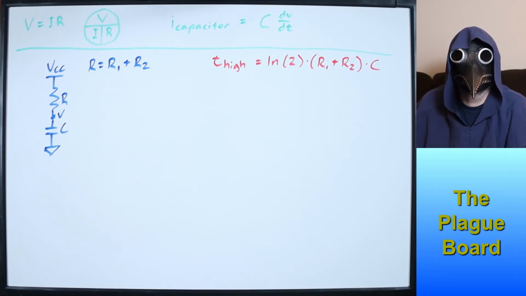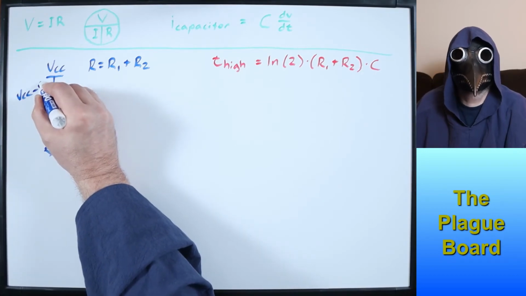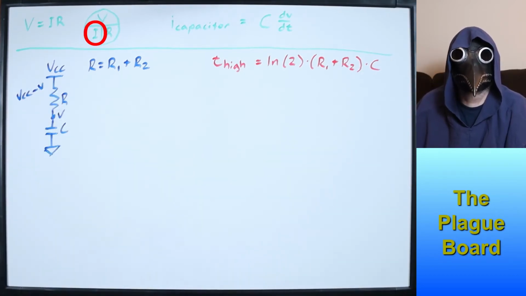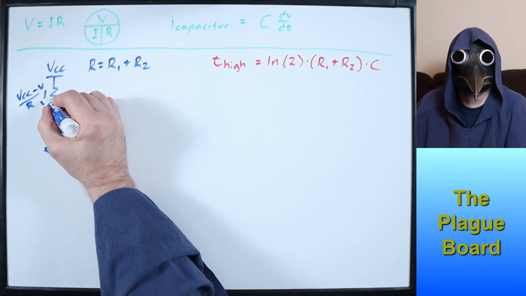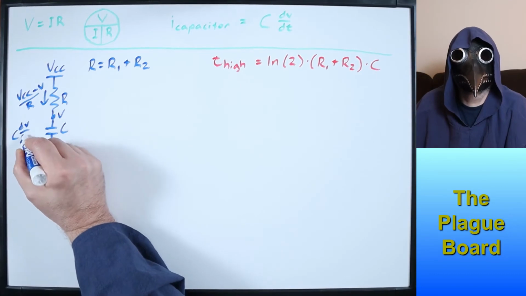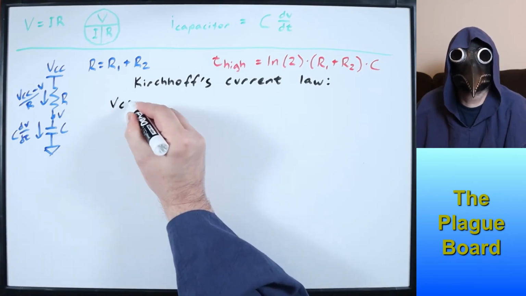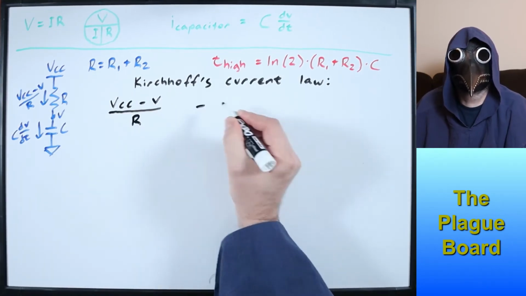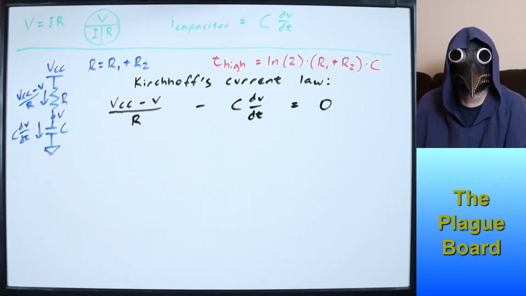VCC. Let's use the V node as our junction for Kirchhoff's current law. The voltage across the resistor is VCC minus V, and Ohm's law states that the current through a resistor is the voltage across it divided by its resistance, flowing from positive to negative. The current through the capacitor is C dV/dt, again from positive to negative. So, by using Kirchhoff's current law, we could say that (VCC minus V) over R minus C dV/dt is equal to 0. The current through the capacitor flows away from the V node, so it is negative.